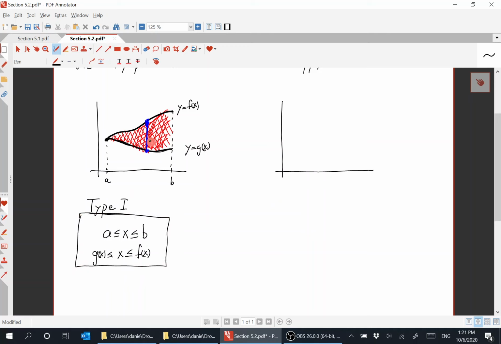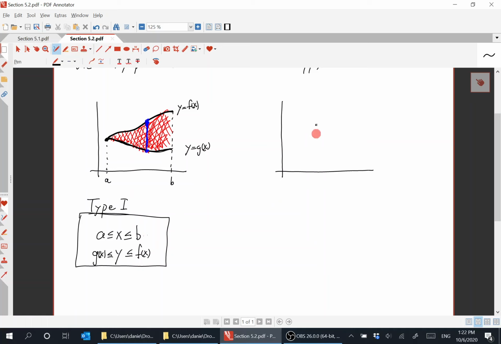So that's one type of region: x between a and b, and y between g and f. The first variable is bounded by constants. The second variable is bounded by functions of the first variable. But remember, when we do iterated integrals, x is considered to be a constant. So f of x and g of x are constant valued when x is a constant.